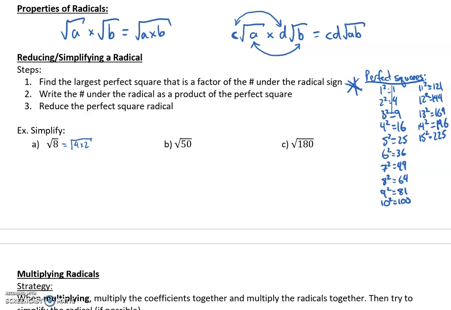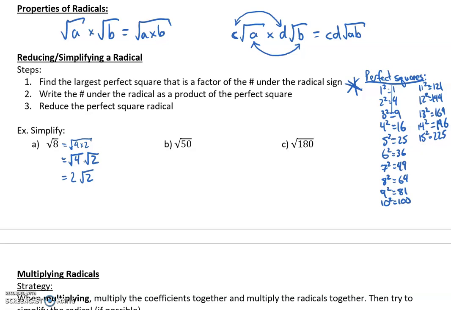Well, let's go back to this particular question. We have square root of 4 times 2. And now we want to write the number under the radical as a product with the perfect square. What that means is I'm going to write this as root 4 times root 2. So I've written it as the product with the perfect square, so I've got 4 in there. Now I'm separating those two using that first property that I used above. And now we want to reduce the perfect square radical. Well, root 4 is 2, and then we're left with root 2. So we have 2 root 2. That is what root 8 is.